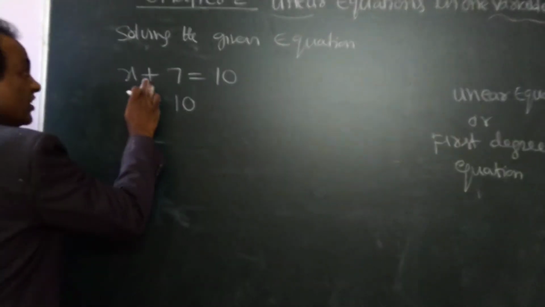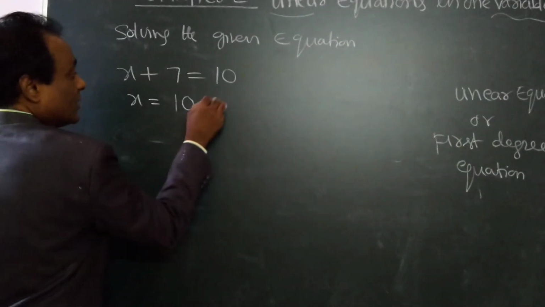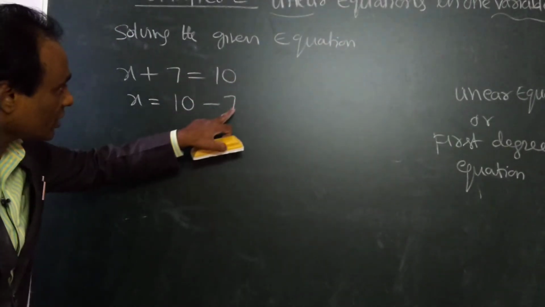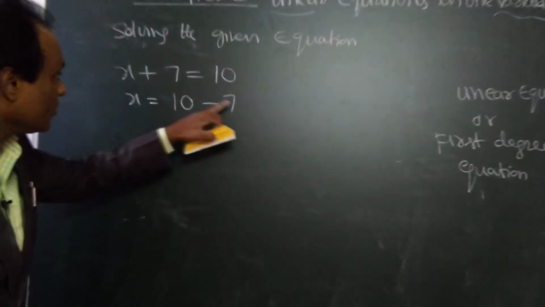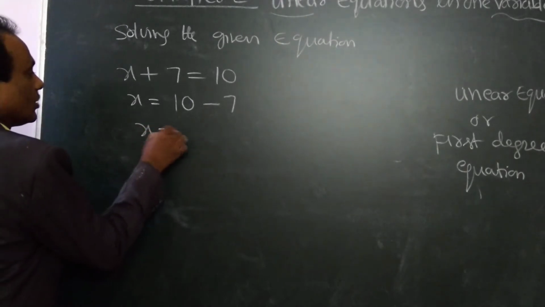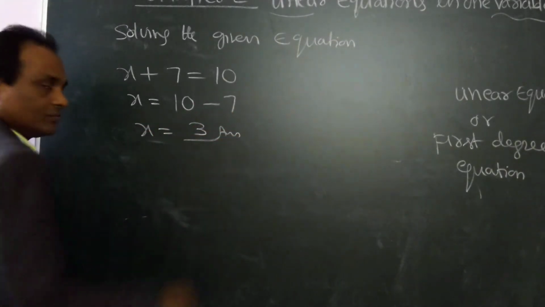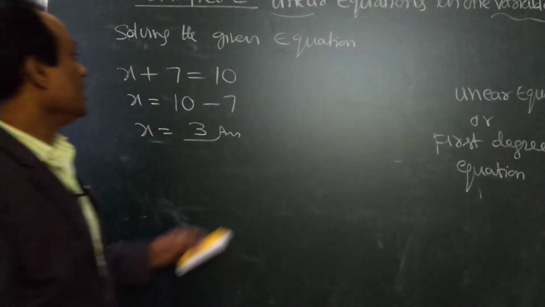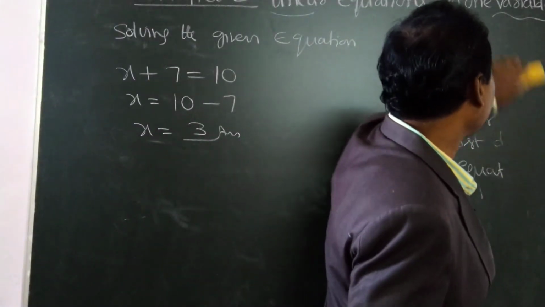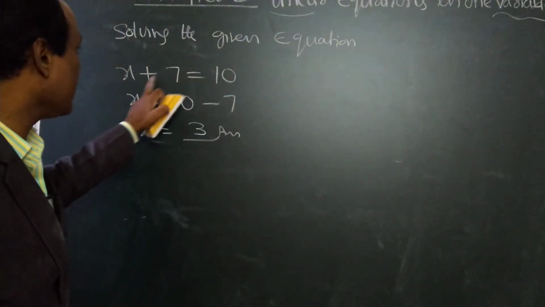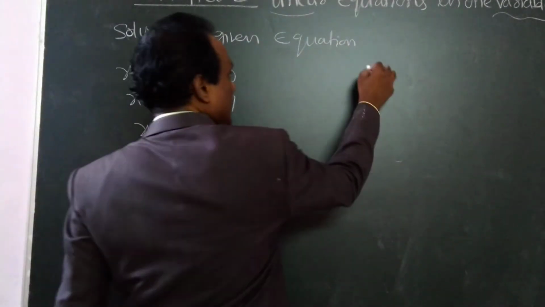Remember this. If this is a plus, if you take it to the right side, it will become minus. If you take 7 to the right side, what will it become? Minus. If it is plus, it will become minus. So x is equal to 10 minus 7. 10 minus 7 is how much? 3. That means if you take anything from the left side to the right side, if it is plus, it will become minus.